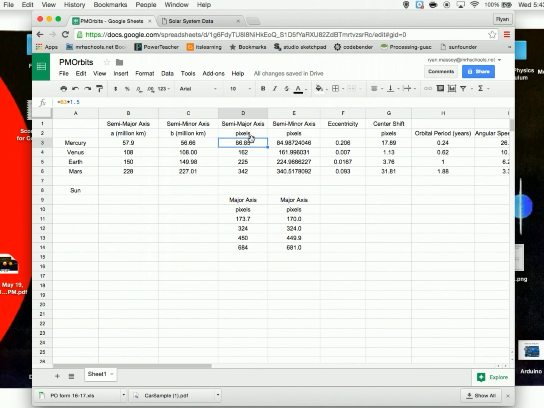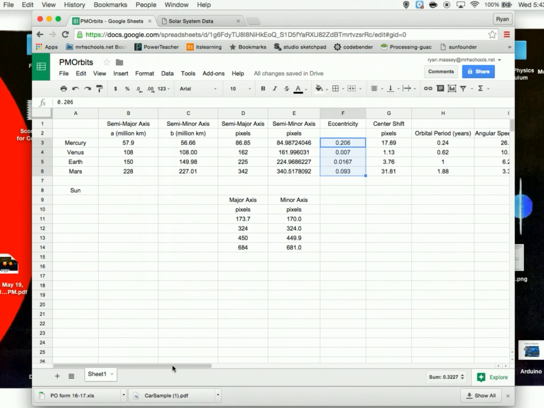These are semi-major axis, so they're half of the full axis. And with processing, when you draw an ellipse, you enter the value of the full major axis and minor axis. It should say minor. So these I just doubled. I took that square times 2, dragged it down. All these are simply double what these are.